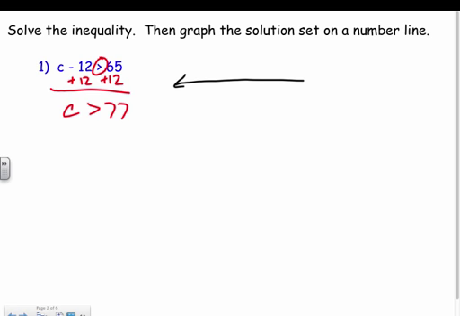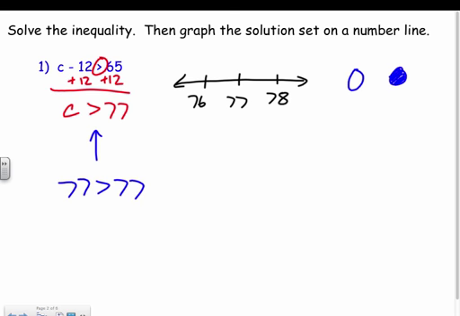So draw yourself a little number line. Put the number that you got right in the middle. Put one number to the left, one number to the right. So I'll go 76 and 78. Now, whether I'm going to put an open circle or a closed circle depends on my symbol. In this case, I'm saying just greater than 77. So if I plugged in 77, would this make sense? Is 77 greater than 77? No. So I do not include 77. So I'm just going to put an open circle instead of a closed circle. The open circle does not include the number.